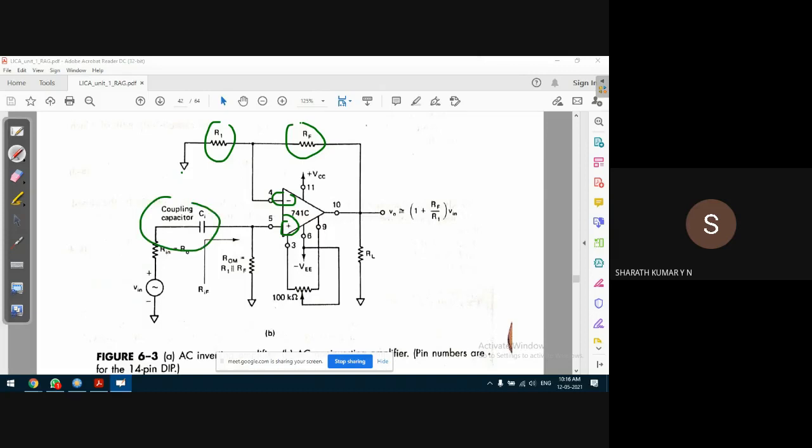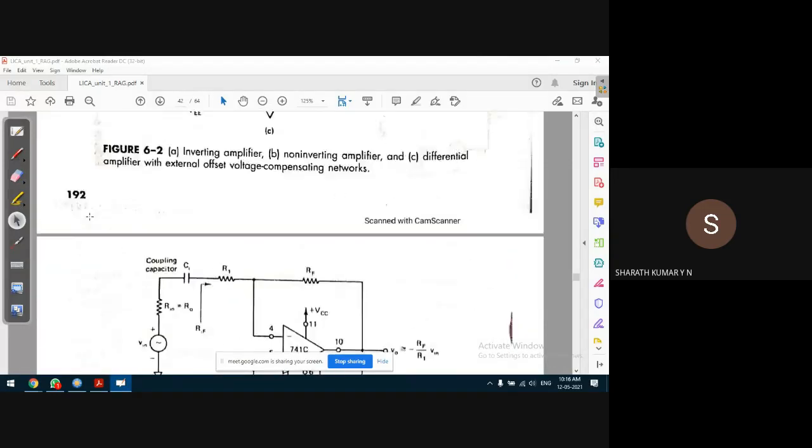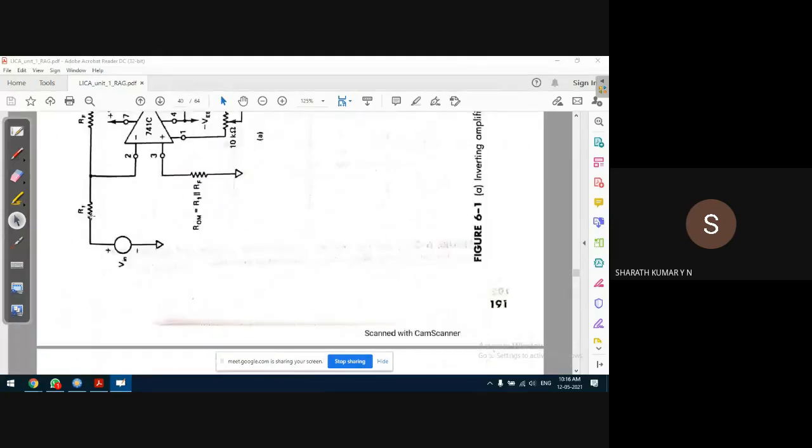There exists a coupling capacitor at the input stage. And this ROM is the equivalent resistance of R1 plus R, because we have understood this in the DC circuit. I'll go back to the DC circuit quickly so that we will understand.